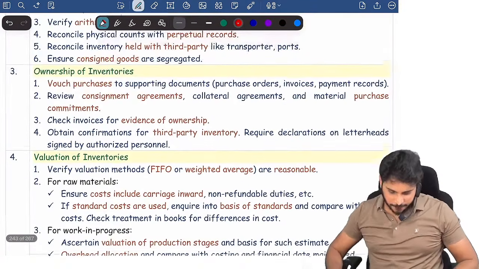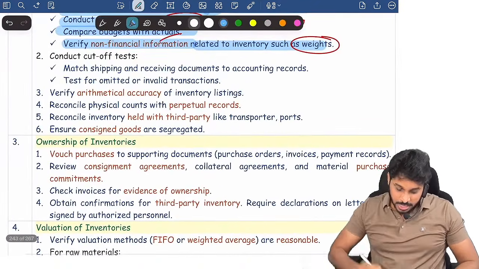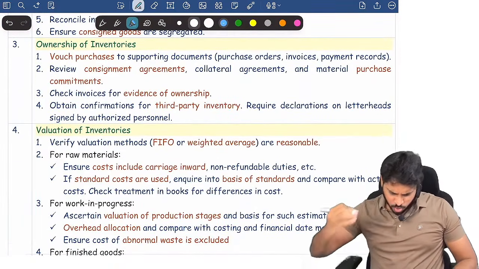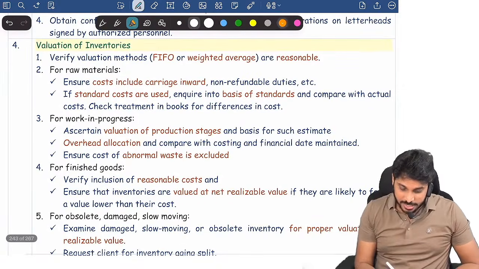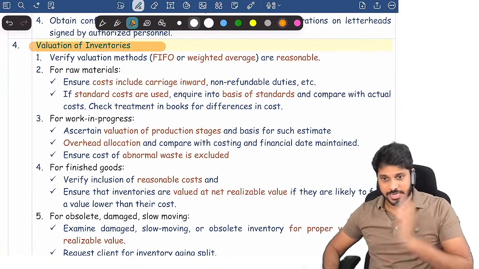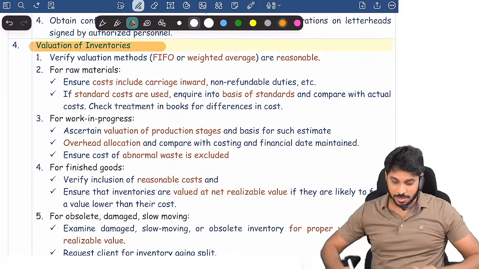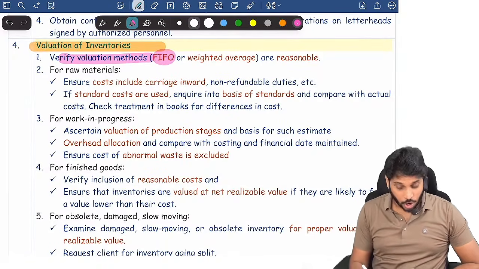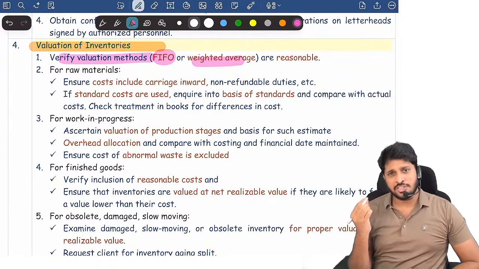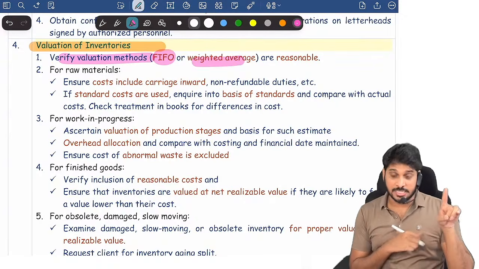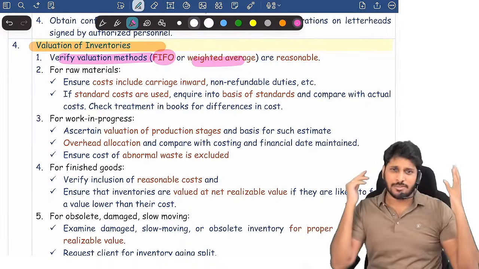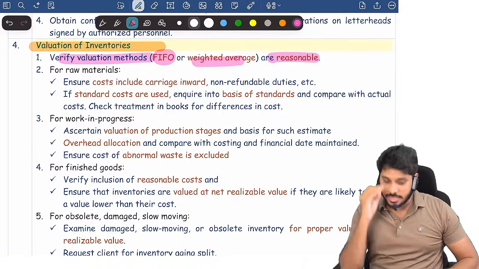Okay, next. One more thing, guys. Another important thing is valuation of inventories. Verify what valuation method the company is using, because either they can use FIFO or they can use weighted average. Which valuation method is suitable? Look at how the business works. Suppose they're selling old goods first, then FIFO. Suppose they are selling any goods, whatever they want, then weighted average. So see which method is reasonable.